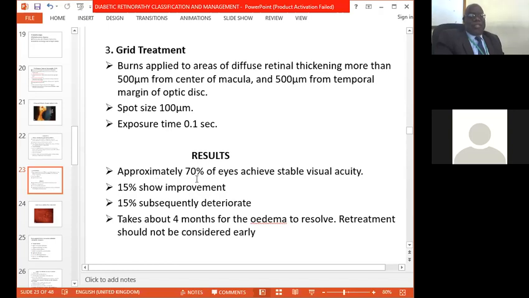Results: approximately 70% of eyes achieve stable visual acuity, which is good, instead of allowing a patient to go blind. 15% show improvement, 15% subsequently deteriorate. There's nothing you can do about it. And it takes about 4 months for the edema to resolve completely. Retreatment should not be considered early. So these are the guidelines.